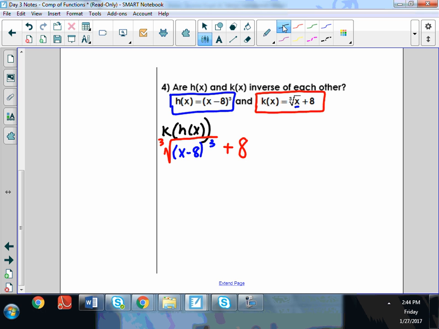So what am I allowed to cancel right now? Not yet, because I have to get rid of the cubed. The cubed root and the cubed. And then I have the x minus 8, and then the plus 8. Because that cubed cancels out the cubed root, I can get that out from under there, then cancel out the 8s. And it's inverse.